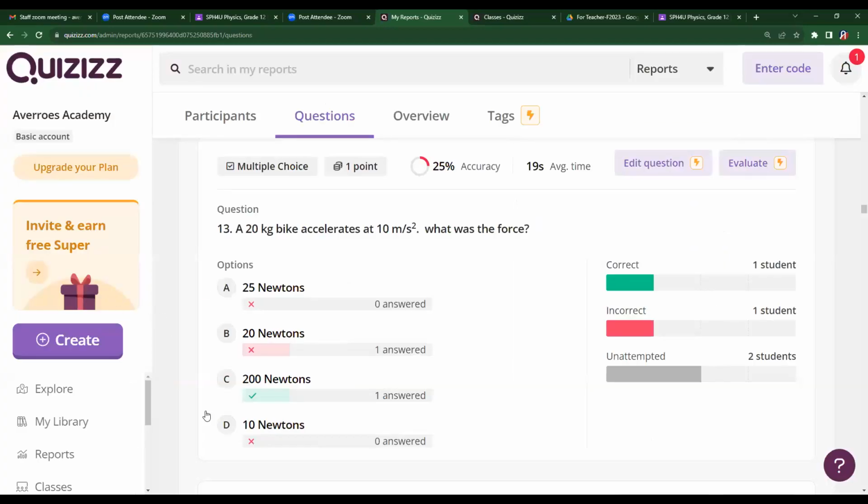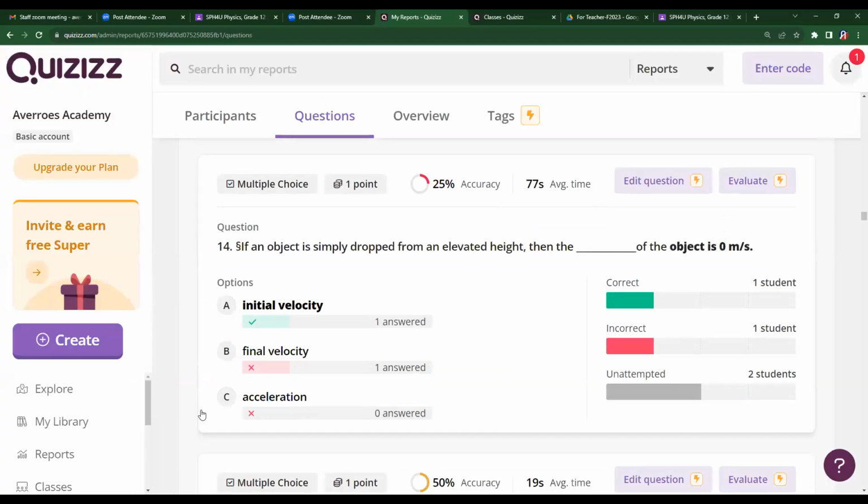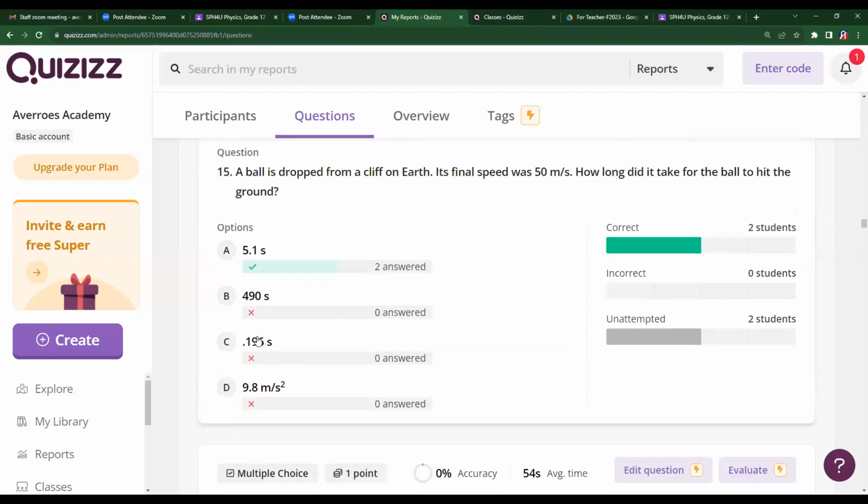Okay, next one. If an object is simply dropped from an elevated height, which velocity is 0? Initial, because it is dropped right away, so it's not thrown. If they say thrown with some initial speed, then the initial velocity is not 0. But here, the ball is dropped, so initial velocity is 0. So final speed is 50.